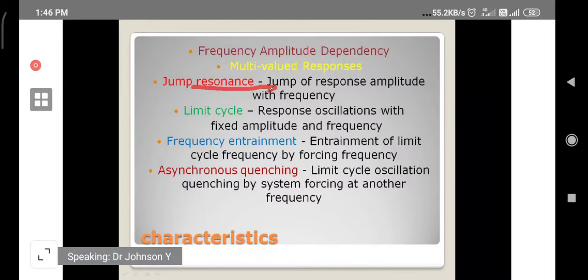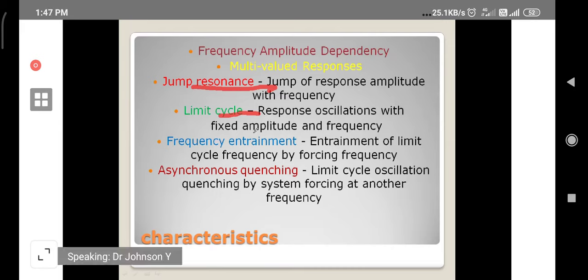And the limit cycle. Limit cycle means the response oscillates with a fixed amplitude and frequency. The response is actually an oscillation, and that oscillation has a fixed amplitude and frequency. So it's just like a periodic oscillation, not like a sinusoidal pattern. It's just a cross type of curve. It's known as the limit cycle.